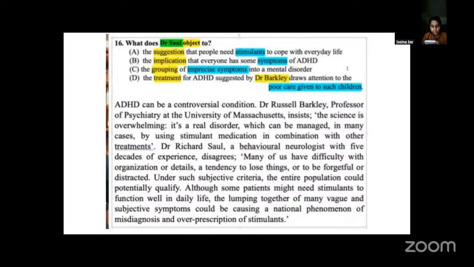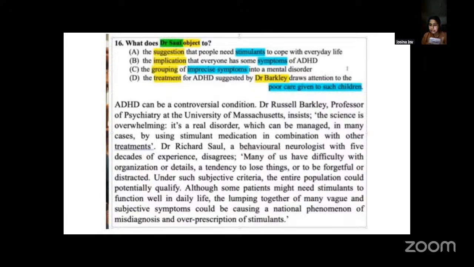Option D, the treatment for ADHD suggested by Dr. Barkley draws attention to the poor care given to such children. Hedging words are treatment, Dr. Barkley, poor care given to such children. So, there are 3 types of hedging words. First is concept-based hedging words. Second is differentiating hedging words. Third is emotional-based hedging words. And all may not be there in all the options. Maybe 1, maybe 2, sometimes all the 3.